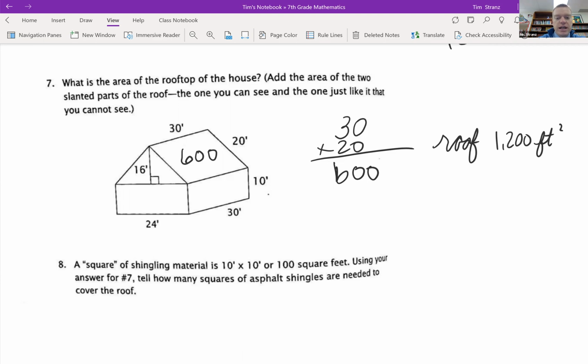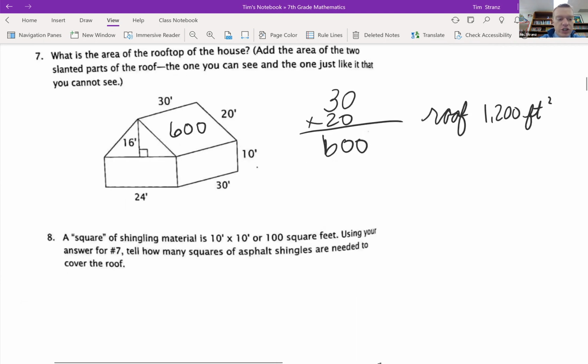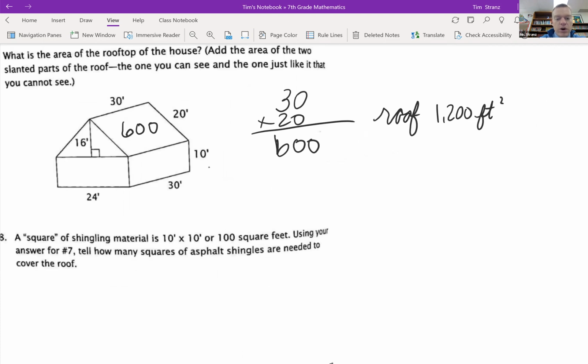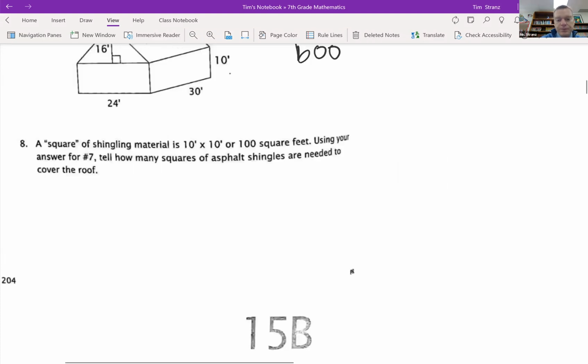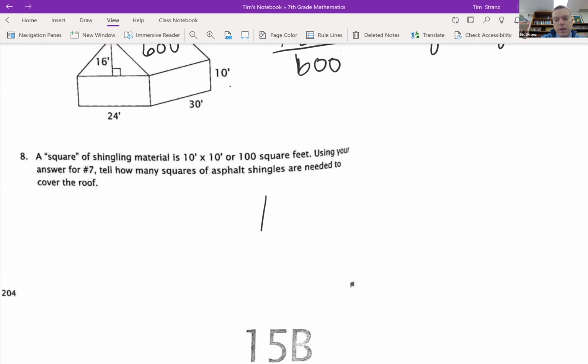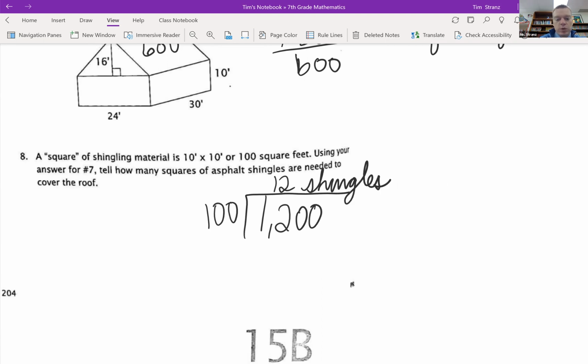Number 8 is going to connect to this problem. So it says a square of shingling material is 10 by 10 or 100 square feet. Using your answer from number 7, tell how many squares of asphalt shingles are needed to cover the roof. Okay, so the whole roof is 1,200 square feet. Okay, and each shingle only covers 100 square feet. So we need to take 1,200 divided by 100. Okay, and then we know that our answer will be 12. So they will need 12 squares.